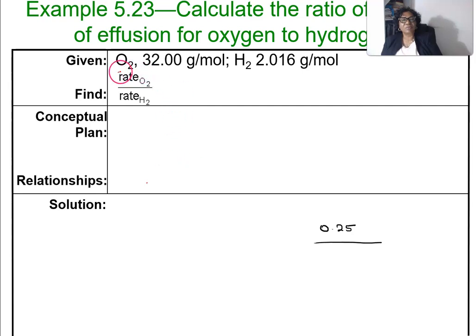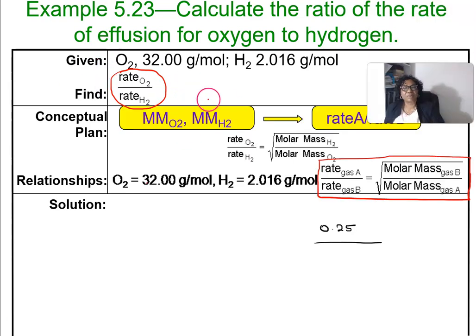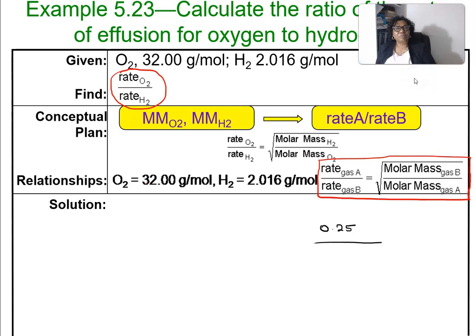So we want this rate. We're going to use our equation. If oxygen is up, hydrogen, its molar mass has to be down. So we want to calculate the ratio of the rate of effusion for oxygen to hydrogen. The molar mass of oxygen is 32 grams per mole, and that of hydrogen is 2.016 grams per mole. And this is the rate of oxygen to that of hydrogen. So this is our equation that we're going to use.